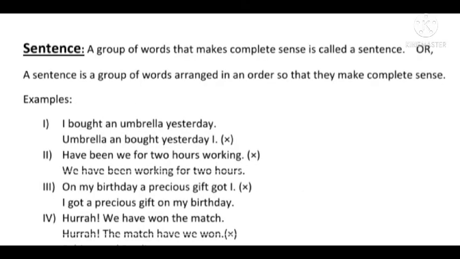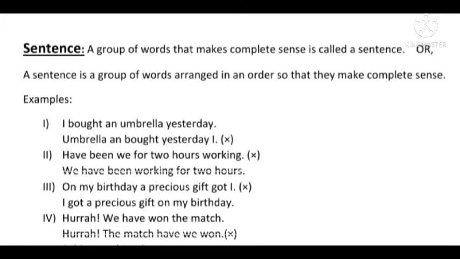Now let's try to understand what's a sentence. A sentence is a group of words that makes complete sense, or a sentence is a group of words arranged in an order so that they make complete sense. Let's look at the following examples. I bought an umbrella yesterday. Umbrella and bought yesterday I. Which collection can be called a sentence? Of course, the first one. I bought an umbrella yesterday.